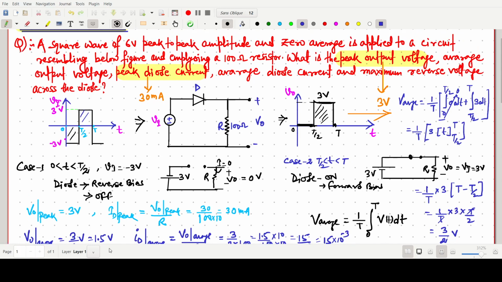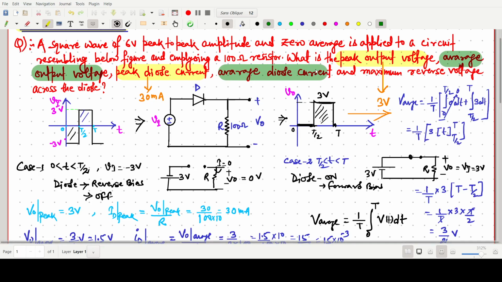Once again I am just mentioning this: average output voltage and average diode current we have calculated. The average voltage is 1.5 volt, and the average diode current will be 15 milliampere. These four we have calculated.